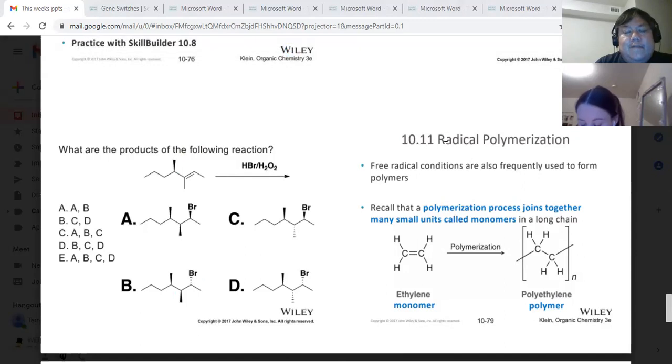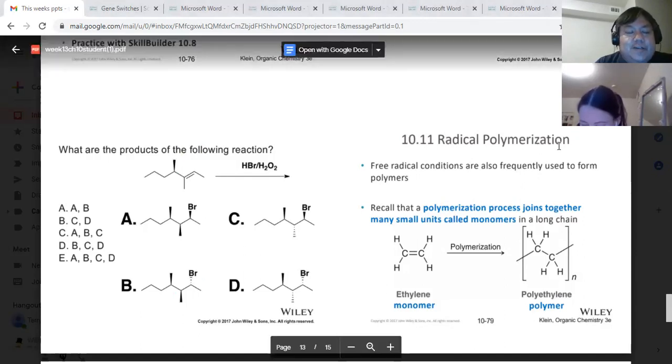All right. And finally up is radical polymerization. Radical polymerization is what we use in a lot of industry to make things like nylons and plastics. Very useful for a long time, but as we find out, plastics aren't great for us, right?